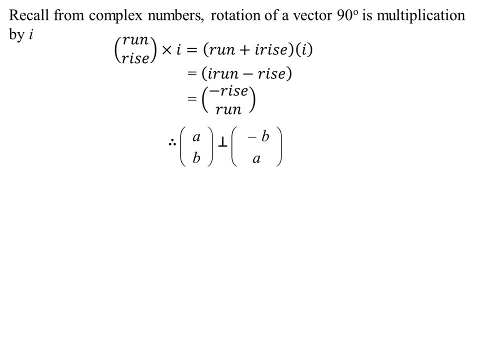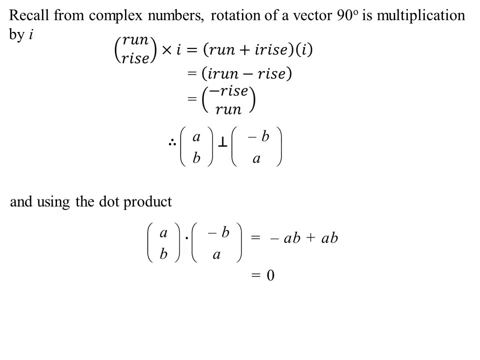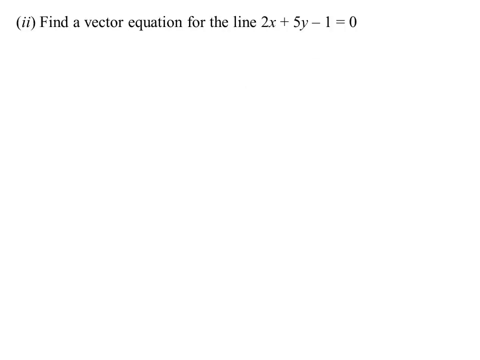But confirming that, if I was to use the dot product on those two things, well, A on B, dot product with minus B on A, would turn out to be 0. So yeah, they are indeed perpendicular to each other. Notice it doesn't say find the vector equation, it just says find a vector equation, because I say there's an infinite number of possibilities depending on which point you pick.